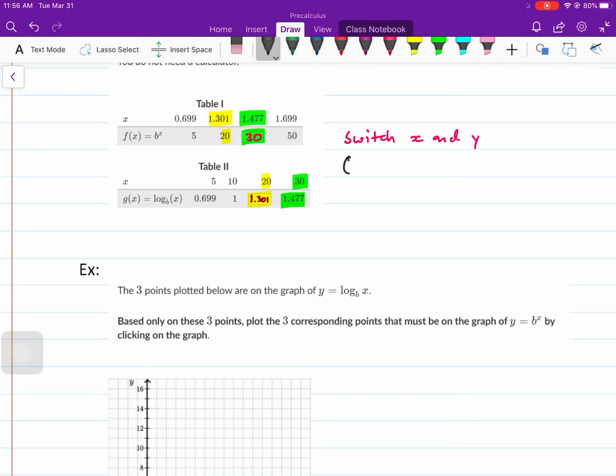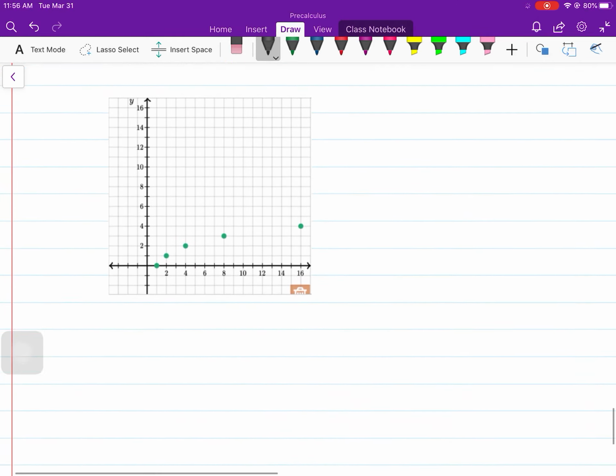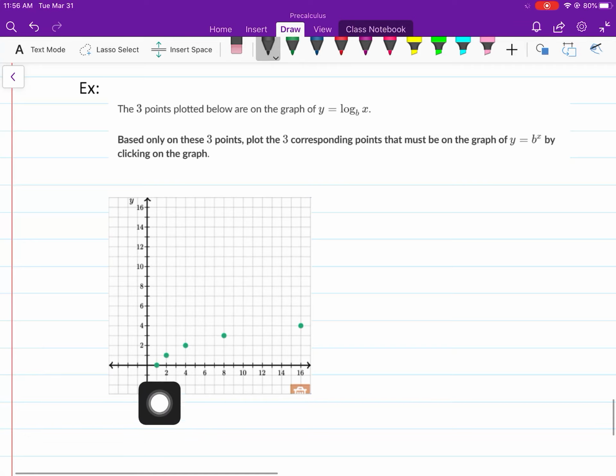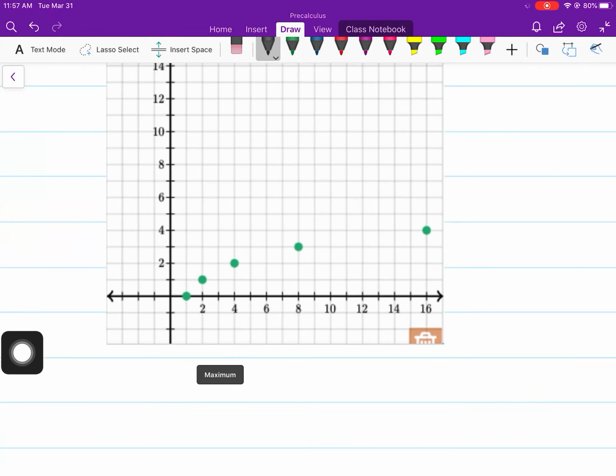So if you have the point (1.301, 20), then the inverse would be (20, 1.301). Now what about a graph? They give us a graph here, the graph of the log. They want the exponential answer. So what are we going to do?